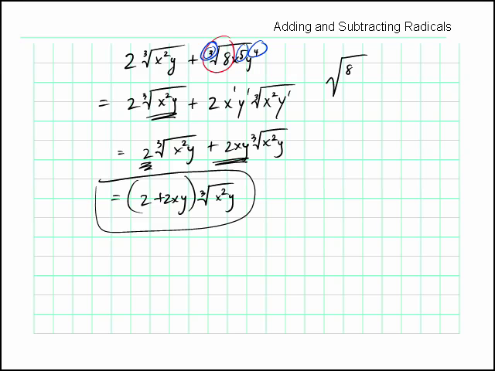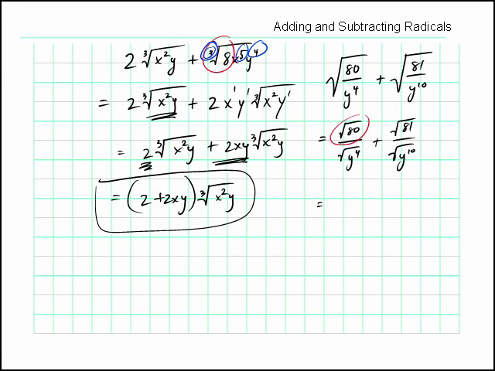The square root of 80 over y to the 4th plus the square root of 81 over y to the 10th. What I'm going to do first is use my quotient rule. This is the square root of 80 over the square root of y to the 4th. This is the square root of 81 over the square root of y to the 10th. Let's see if we can simplify the square root of 80. We need a perfect square, so 80 is 16 times 5.